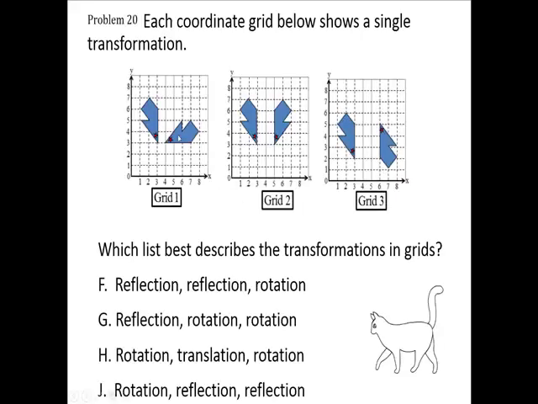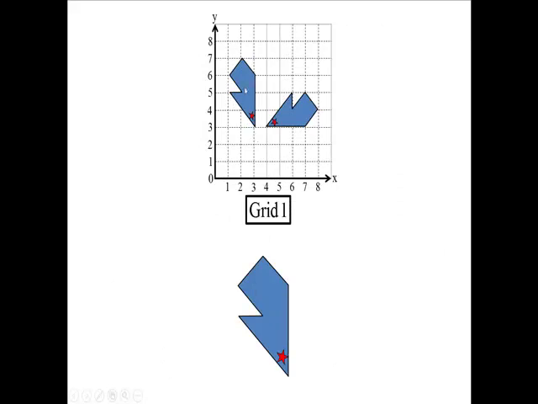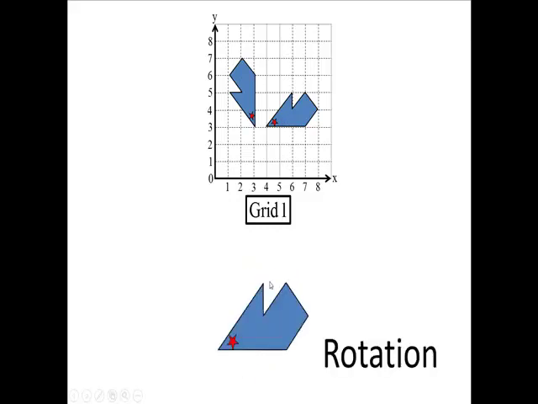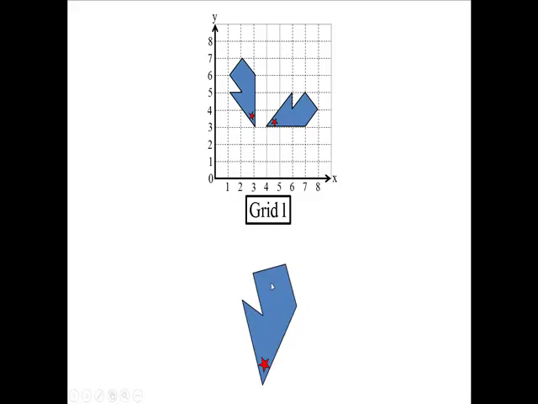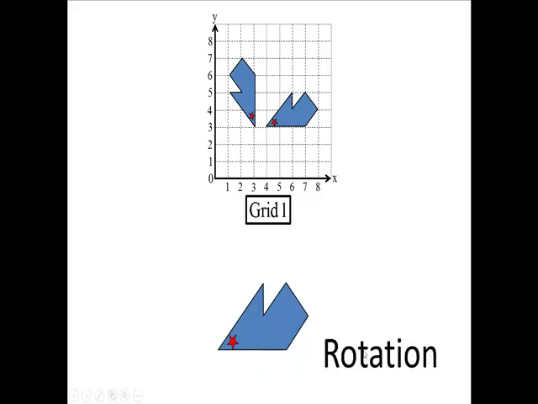Look at grid number 1 here. My left figure looks like this. Later on it looks like this. What happened to it? Well, you can see it's turning, isn't it? It was like this, and it turned. So grid 1 is a rotation.